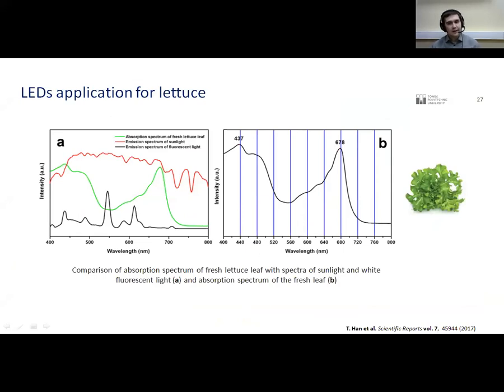Until today, fluorescent lamps have been used as supplementary lighting for plant growth, as I said previously. However, fluorescent light does not fit so well with the absorption of plants. Plant pigments have specific wavelength absorption patterns known as absorption spectra. So here is the absorption spectrum of lettuce, which also consists of two peaks located in the blue region and red region, and is also connected with chlorophyll A, B, and carotene absorption.